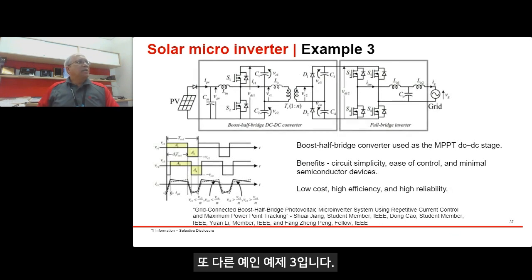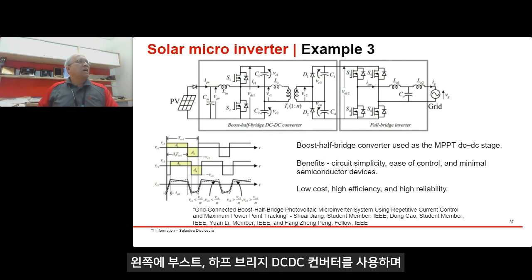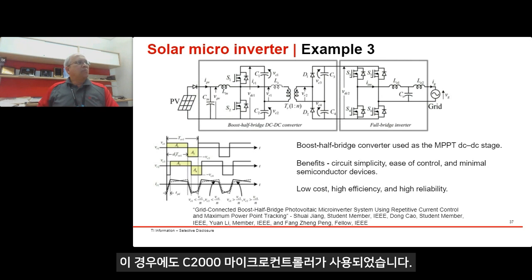Another example is example 3 here. The authors reported a micro inverter which uses a boost half-bridge DC-DC converter on the left side and a full bridge inverter on the right side with an LCL filter. It achieves high efficiency and high reliability. A C2000 microcontroller was used in this case also.